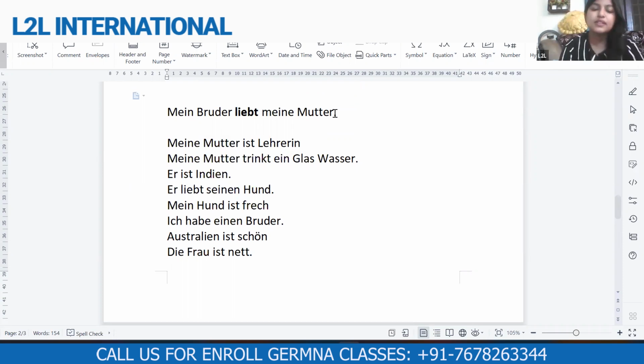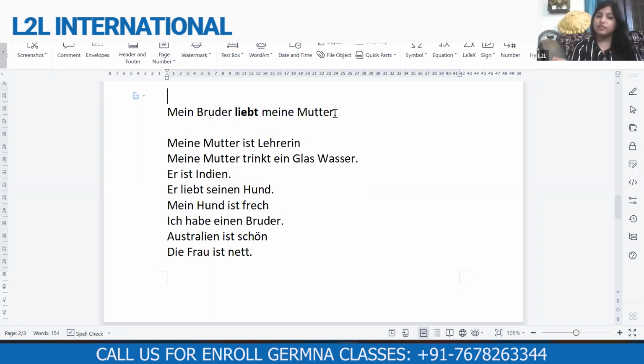So the first sentence here is Meine Mutter ist Lehrerin. You have to tell me if it is accusative or nominative. Sana, what do you think? Meine Mutter ist Lehrerin. My mother is a teacher. It is nominative. Okay, Ashwin. Nominative. Samriddhi. Nominative. Okay. Super.